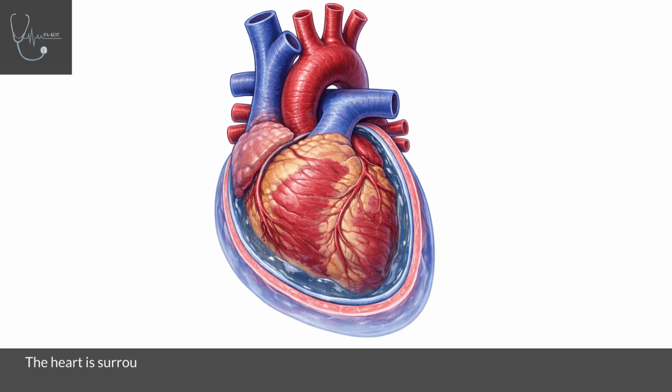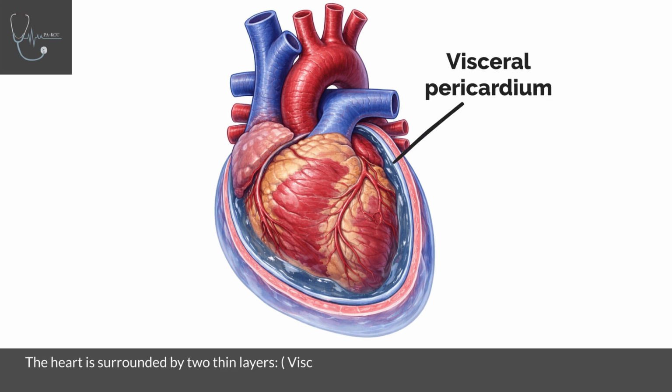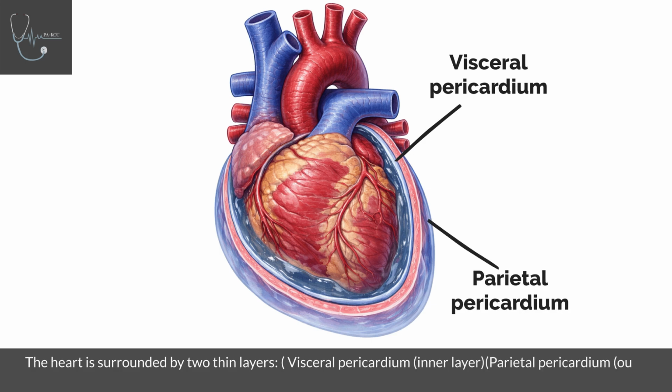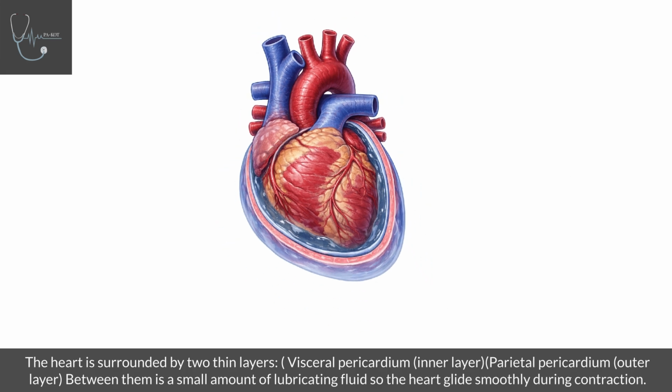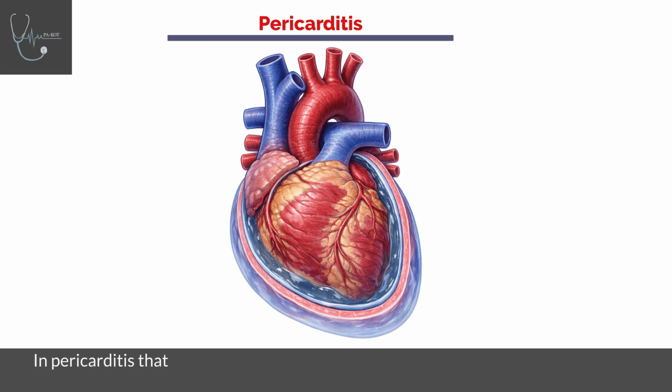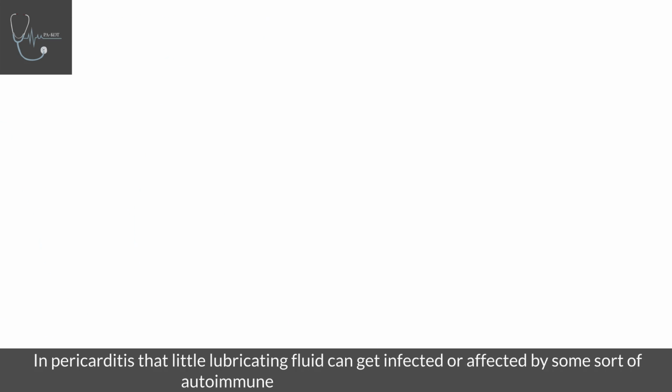The heart is surrounded by two thin layers: the visceral pericardium, the inner layer, and the parietal pericardium, the outer layer. Between them is a small amount of lubricating fluid, so the heart glides smoothly during contraction. In pericarditis, that little lubricating fluid can get infected or affected by some sort of autoimmune reaction.